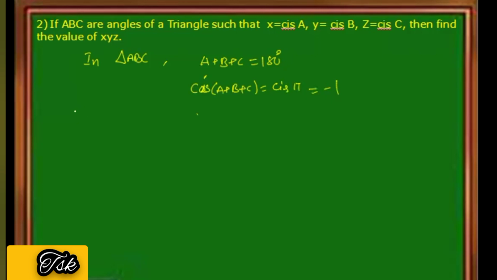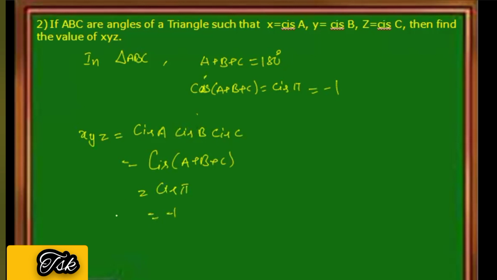We need the value of xyz. Since x is equal to cis A, y is equal to cis B, and z is equal to cis C, cis A, cis B, cis C is cis of (A + B + C). Cis of (A + B + C) is cis π, isn't it? Cis π is nothing but −1. So xyz is equal to −1. Two most important in case of IP.